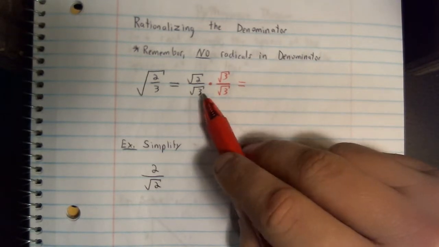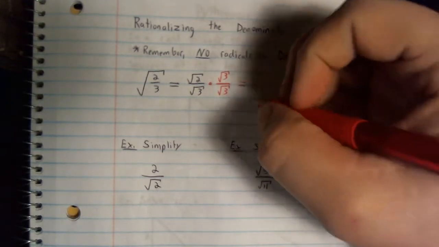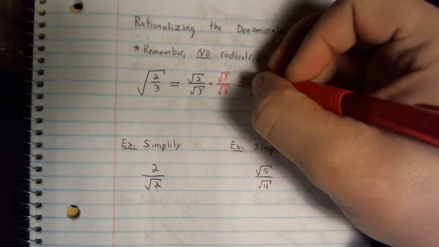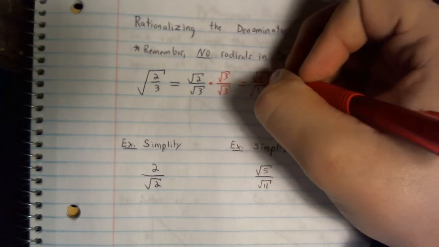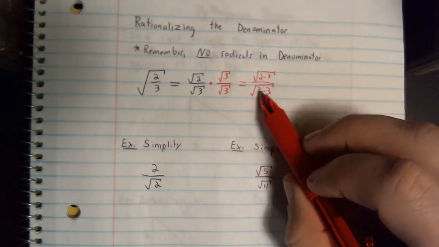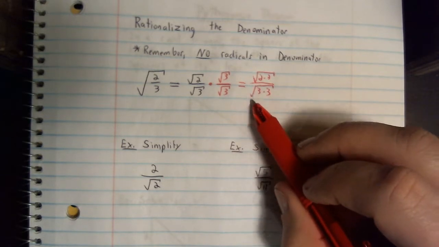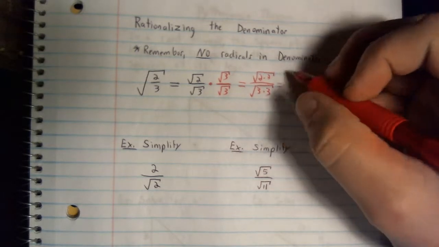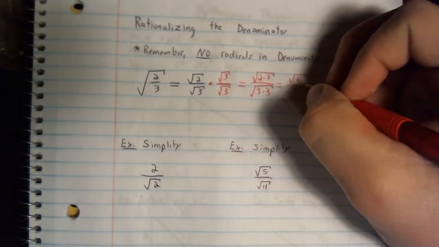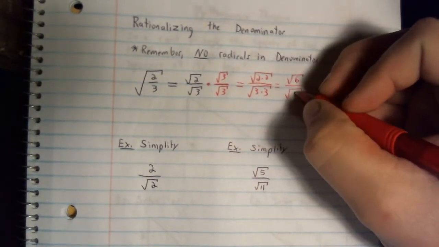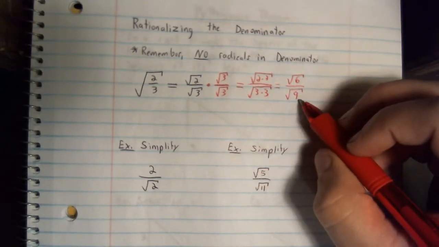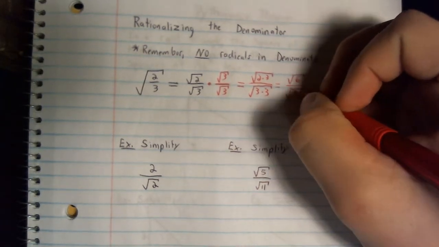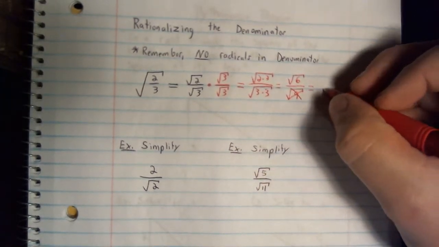The product property tells us that when we multiply these two things, we can put them underneath the same radical. So here we have now root 2 times 3 times root 3 times 3. Well, that's going to give us the square root of 6 on top, and down here we should notice that we have the square root of 9. The square root of 9 is a perfect square, which comes out as 3.